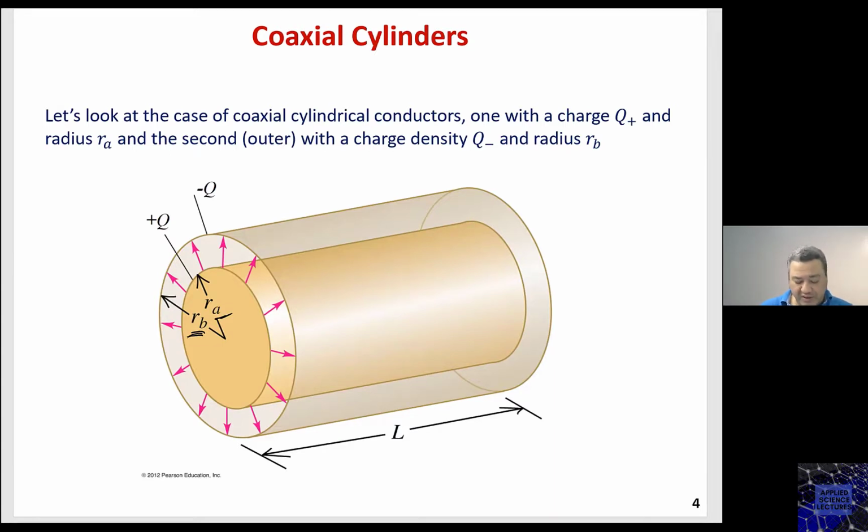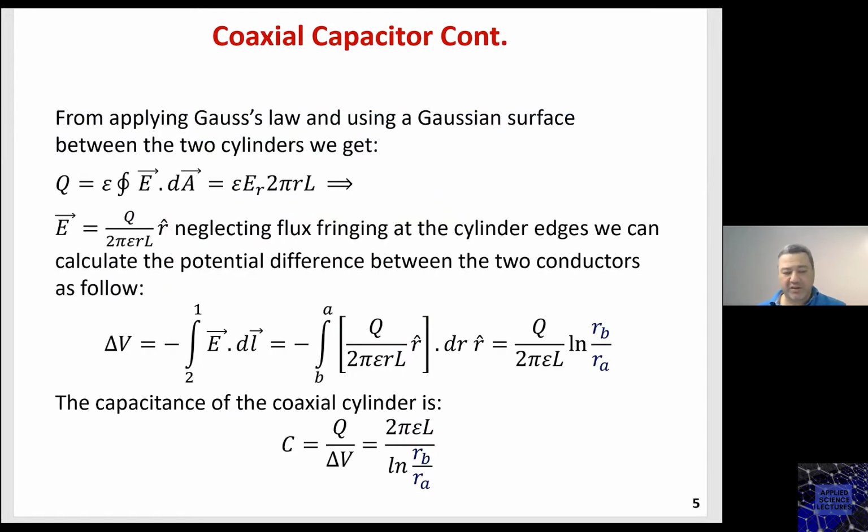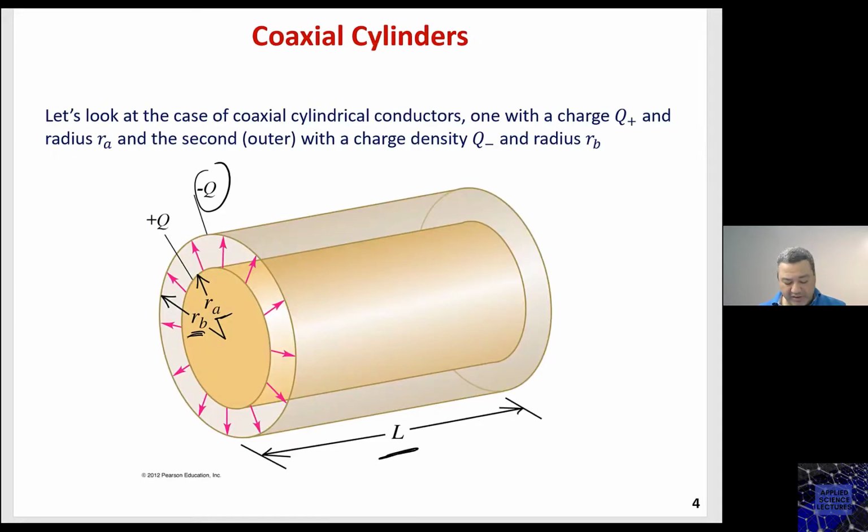Electric field is not uniform here. However, it is constant in magnitude at the same radial distance. So we have the positive charge distributed on the surface of the inner conductor, and we have a negative charge distributed on the surface of the outer conductor. The coaxial length here is L.